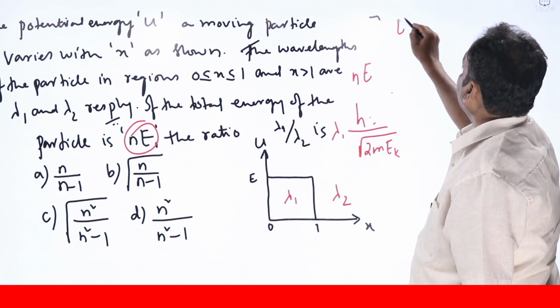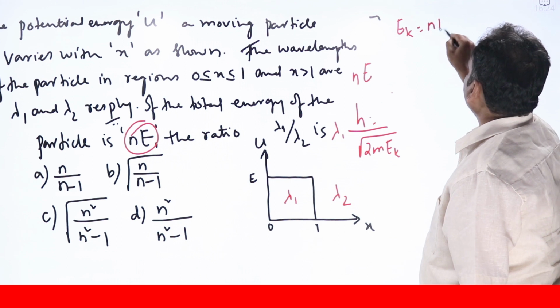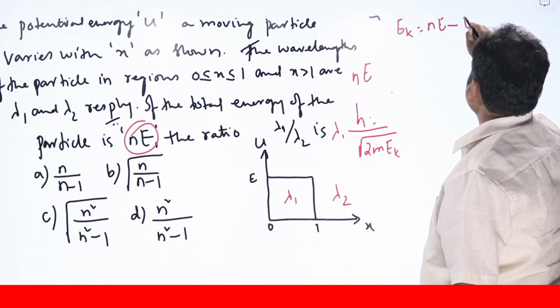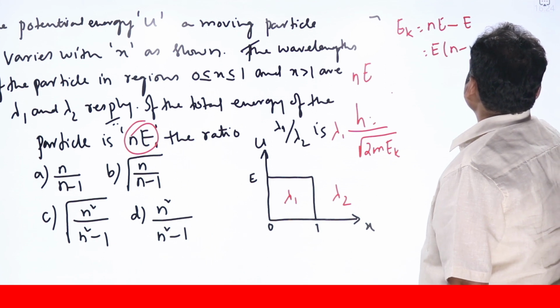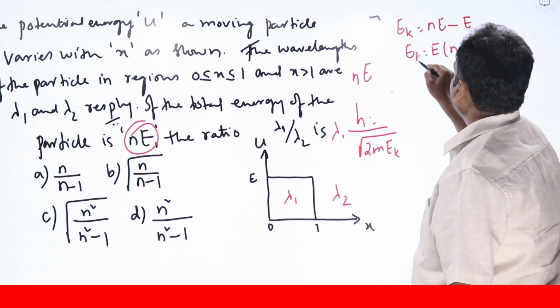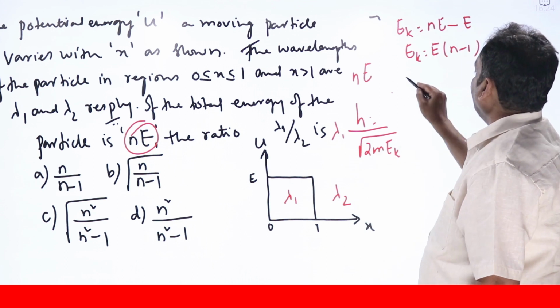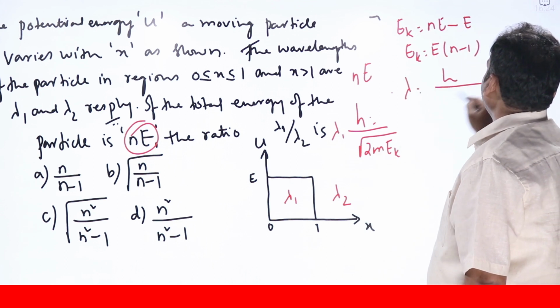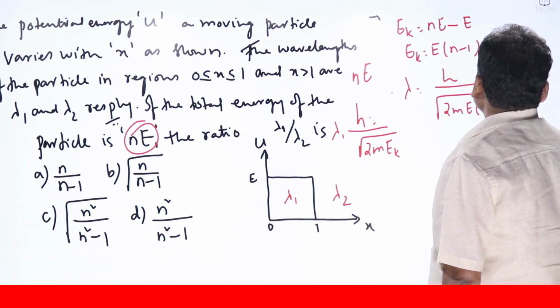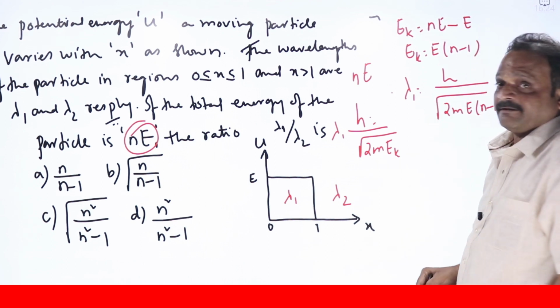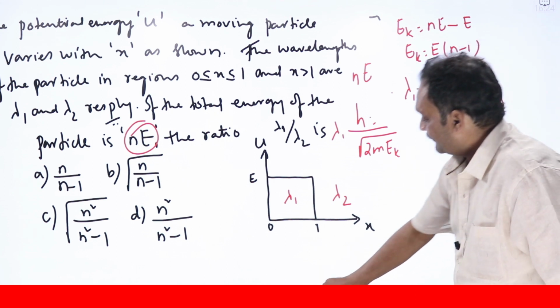So kinetic energy Ek equals total energy NE minus potential energy E. That is E into N minus 1, the kinetic energy of the particle in region 1. So lambda 1 equals h by under root 2m into E into N minus 1. This is the lambda 1 value. Next one, lambda 2.